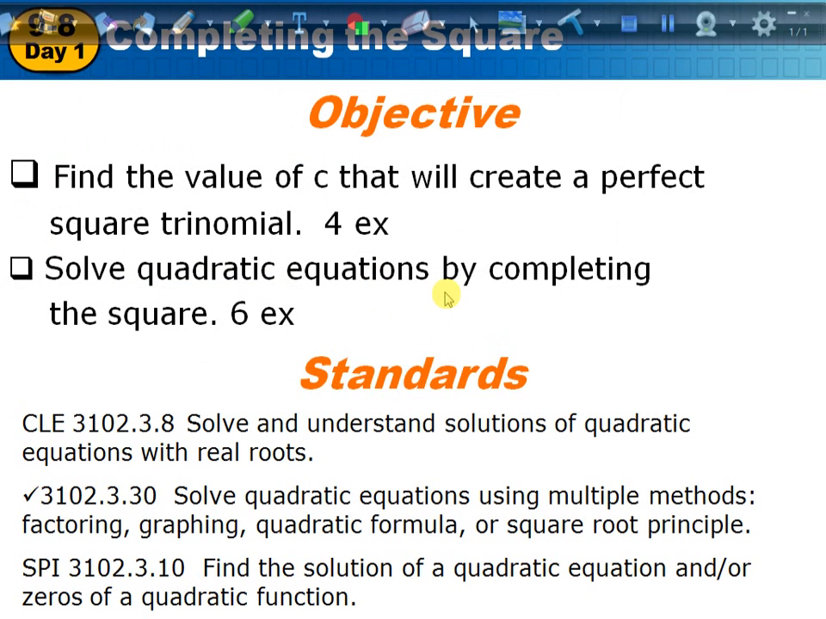Alright, today's lesson is lesson 9-8, day 1, completing the square. Our objectives for today are to find the value of c that will create a perfect square trinomial and to solve quadratic equations by completing the square.